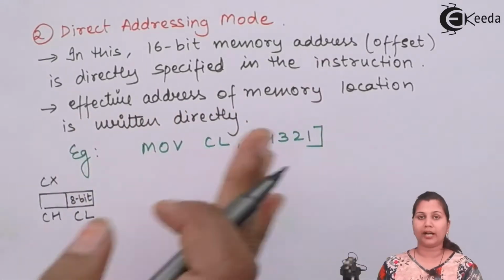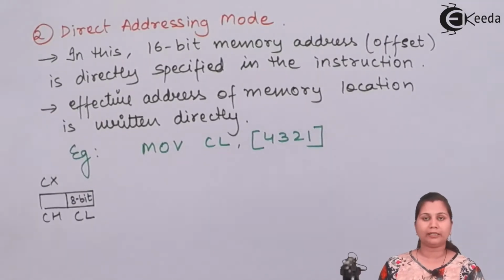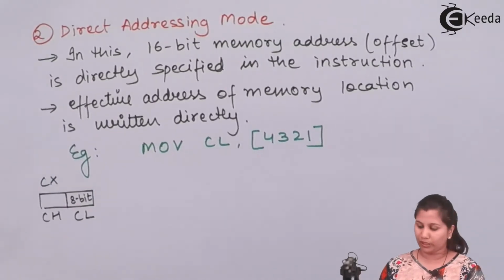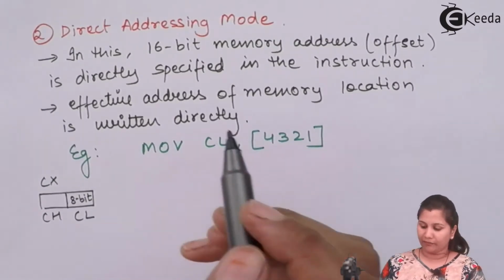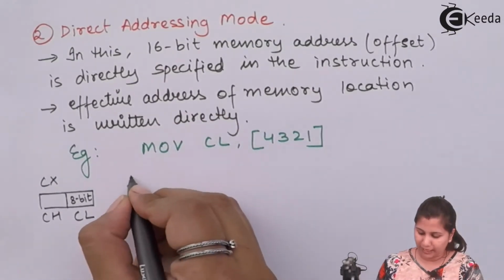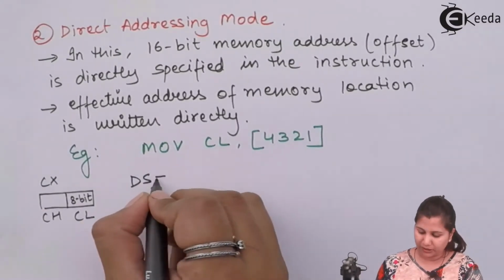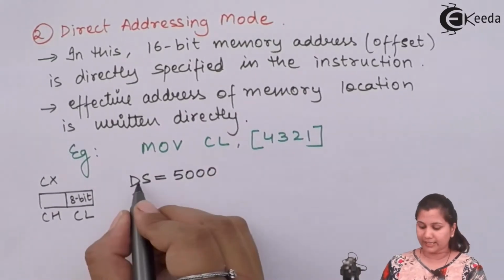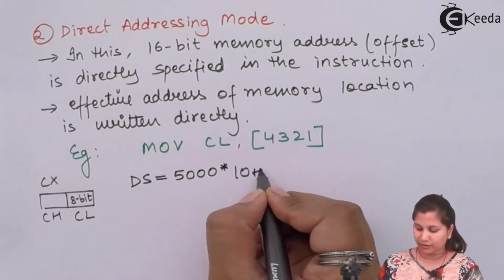Now in 8086, the address consists of two parts. It is generated by adding the segment address plus the offset address. The offset address is provided in the instruction, 4321. We have to use the segment address here. Suppose we are having the data segment register, DS, initialized at 5000. Now this data segment address has to be multiplied with 10H.